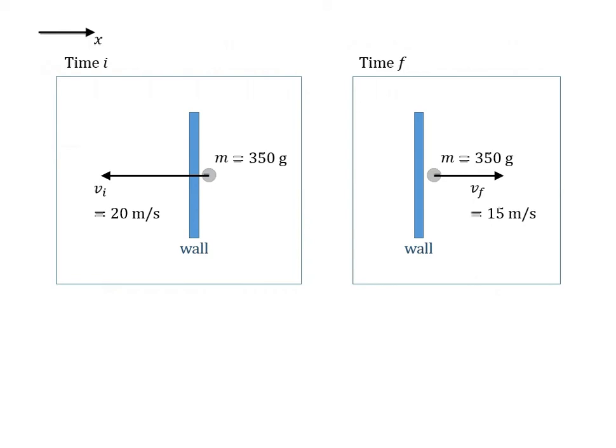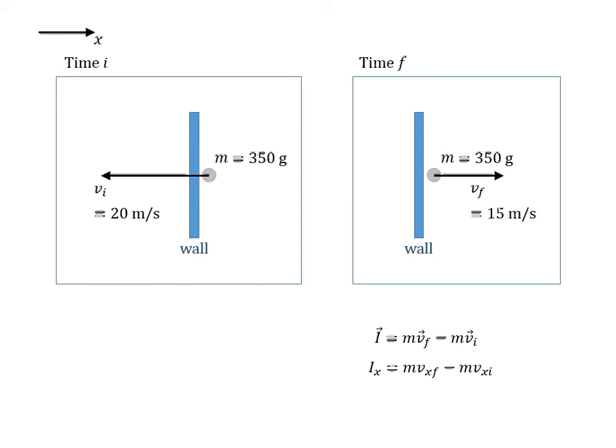Okay, so just repeating the diagram, the time initial, the time final. Impulse is defined, it's a vector quantity. It's the mass times the final velocity minus the mass times the initial velocity. That's also the final momentum minus the initial momentum.